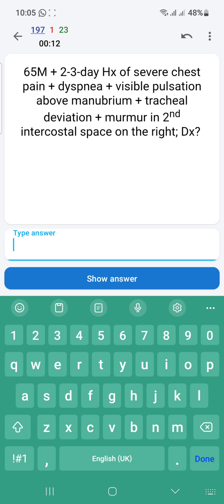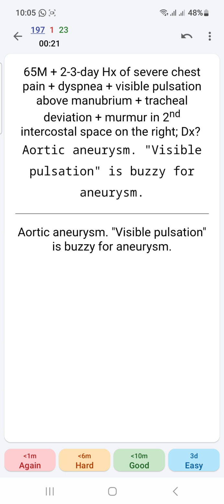Plus dyspnea plus visible pulsation above the manubrium and tracheal deviation plus murmur in the second intercostal space on the right, aortic. Okay. Aortic aneurysm, visible pulsation is buzzy for aneurysm.